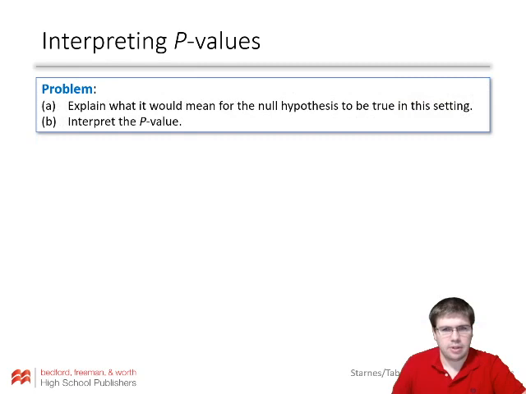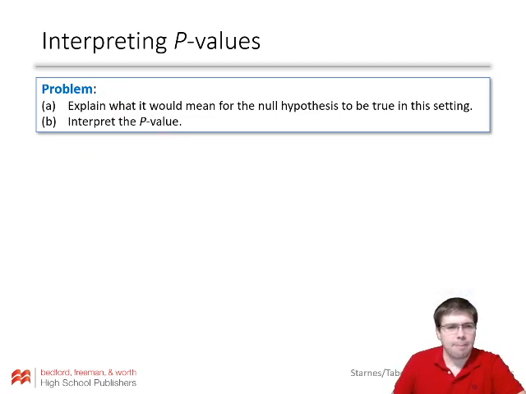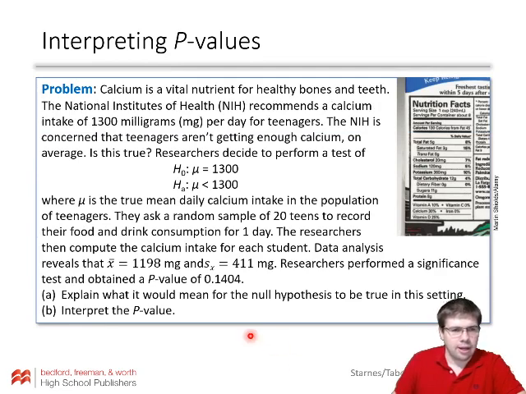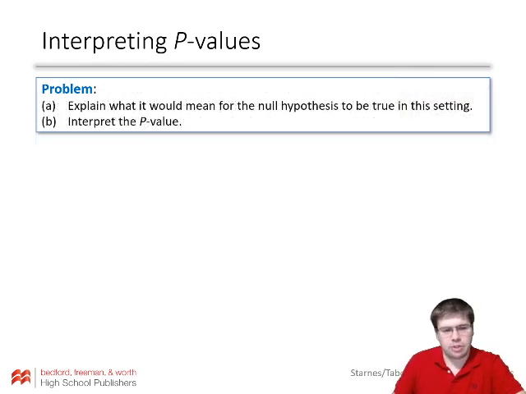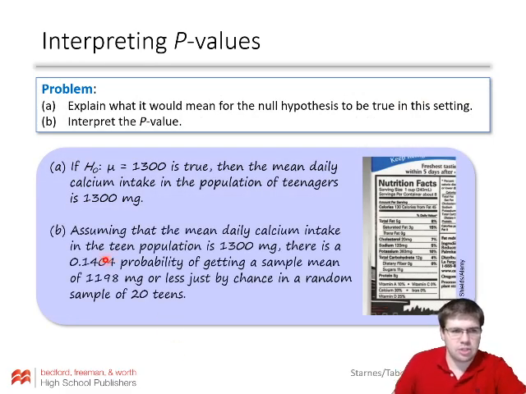So we're going to do this here. If the null hypothesis is true, then the mean daily calcium intake in the population of teenagers is 1,300 milligrams, and maybe this sample just happened by chance. So the second part is to interpret that p-value, and that p-value was 0.1404. And so what does that mean? That is the probability of getting a result as extreme as we did, and in this case, it's specifically less than. So this is assuming that the mean daily calcium intake in the teen population is actually 1,300.